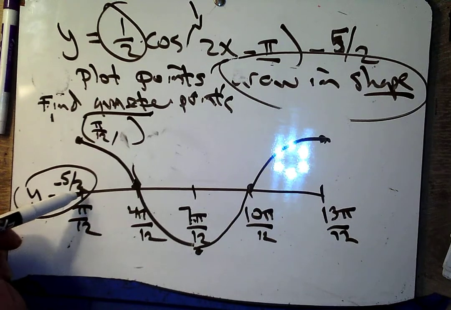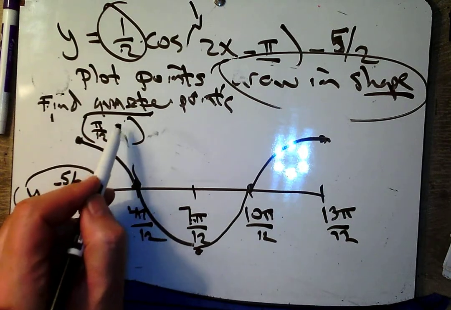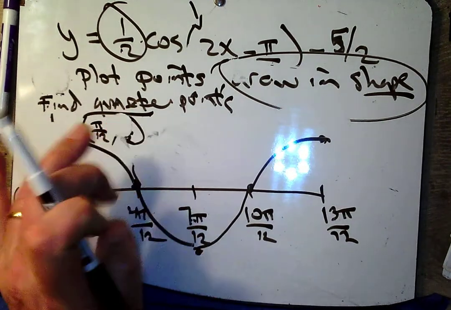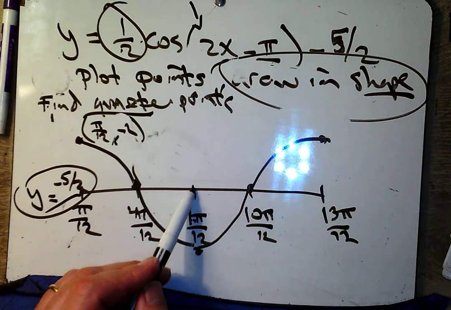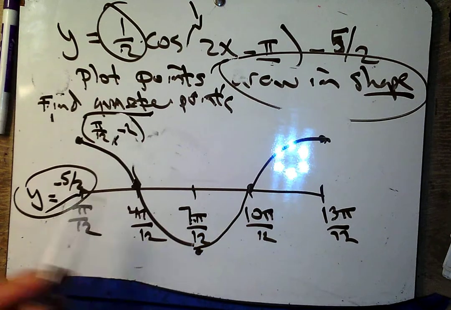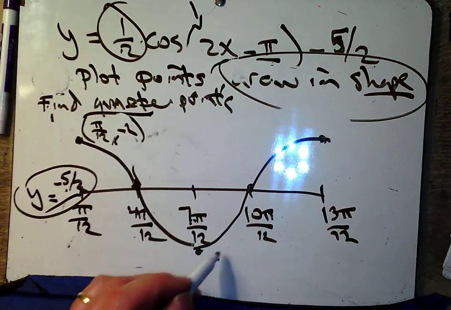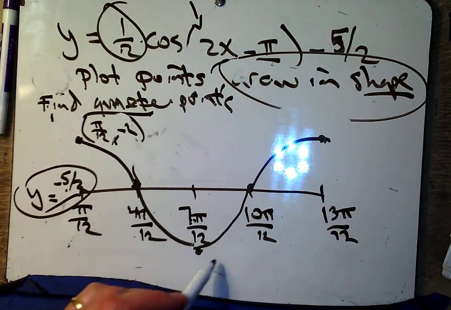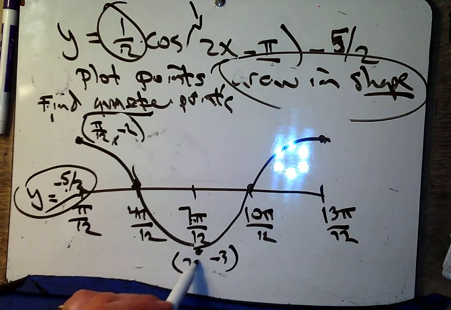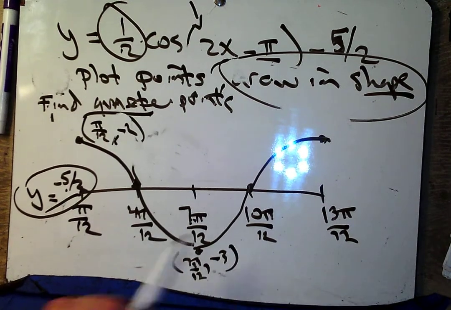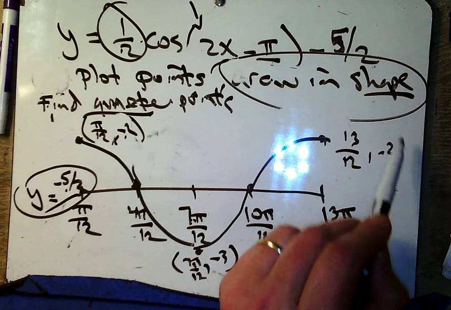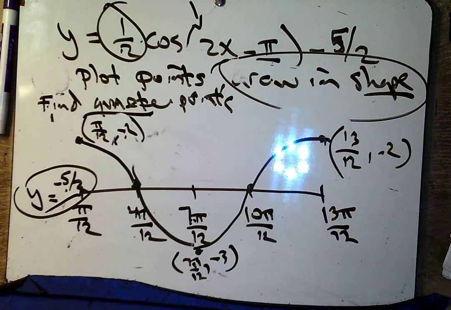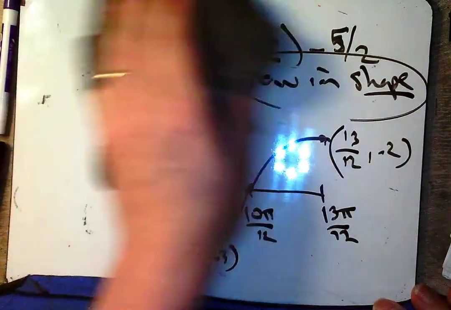Well, it's going to be d plus a. So negative 5 halves plus 1 half is negative 4 halves. You could write negative 2, sure. And here, we're at negative 5 halves, and we're going to go down 1 half. Negative 5 halves minus 1 half is negative 6 halves, or negative 3. Don't forget to label that as an ordered pair. Okay? And then this one has the same y value over here, 13 pi over 12, negative 2. Ta-da! There's our graph. 1 period. Trust me, it gets even faster.